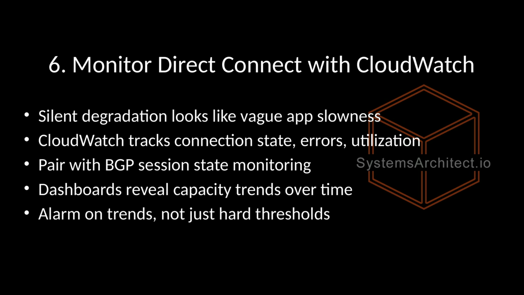CloudWatch tracks connection state, error rates, and utilization. Alarms on these metrics catch problems early. A failing transceiver gets flagged before it hits customers. Pairing CloudWatch with BGP monitoring gives full visibility. Alarm on trends, not just hard thresholds, since gradual decay often precedes sudden failure.